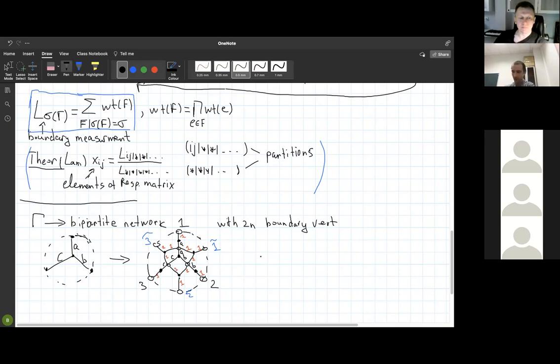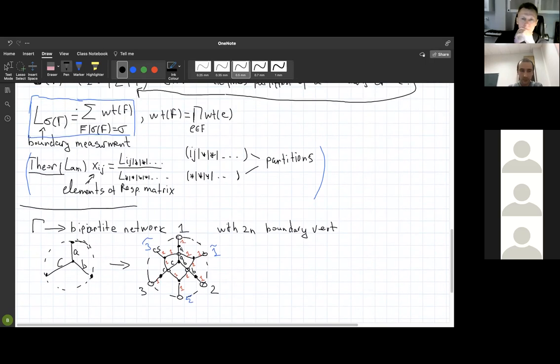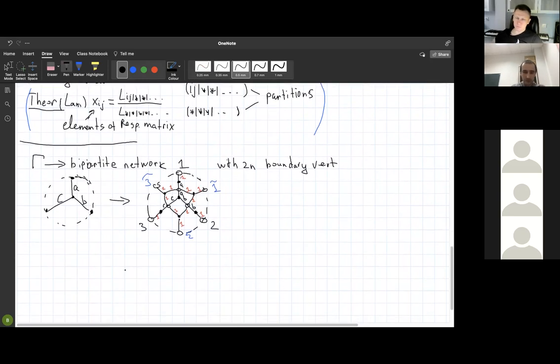Okay, so two more steps and we are done. So the theorem: we have this boundary measurement for our electrical network. Now I construct a boundary measurement for this bipartite network, and this boundary measurement defines the embedding into the Grassmannian. So the construction is as follows. One more definition: almost perfect matching.